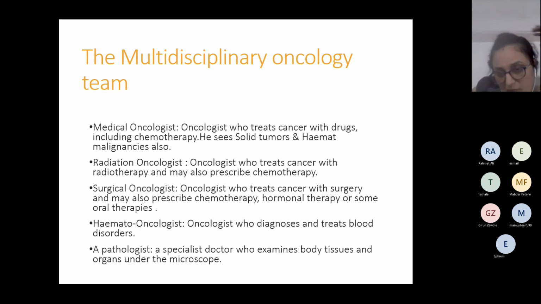So surgical oncologists, they treat cancer by doing surgery, but at times they also prescribe chemotherapy, or they also write hormonal therapies and some oral therapies. So, if in a setup the surgical oncologist is there, but a medical oncologist is not there, then the surgical oncologists by themselves give chemo, which are to be taken after the surgery, that is in the adjuvant setting. Okay, and they can also prescribe some oral treatments and hormonal therapies which have to be continued.